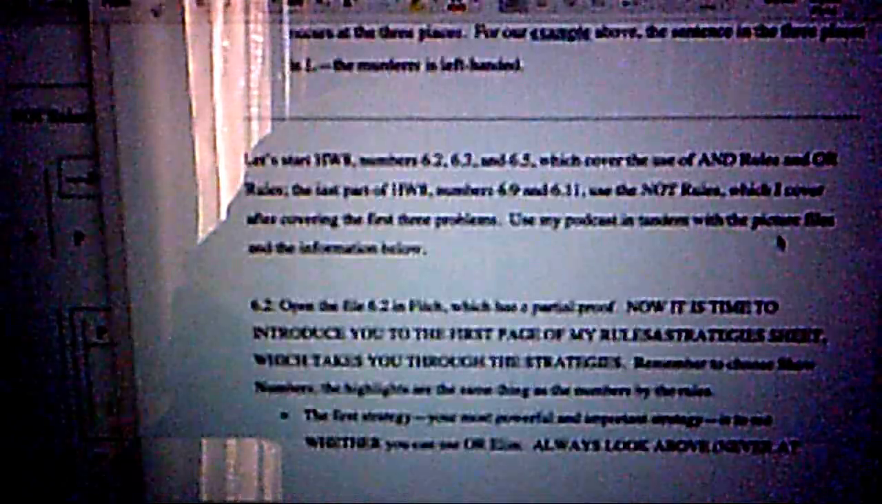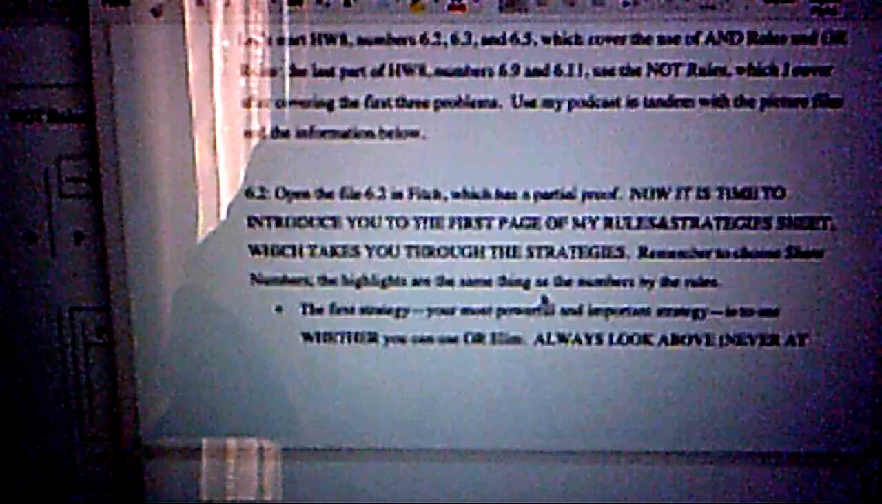Okay, that's the end of the rule sheet for right now. The other rules, the not rules, I'll cover that later. What I want to do right now is go to the first homework, which is basic 6.2, which is basically practice with these basic rules, okay?